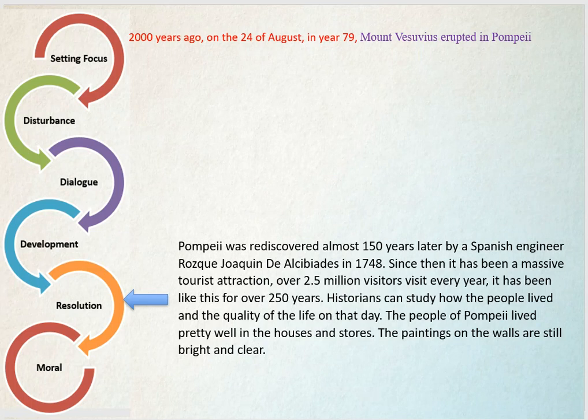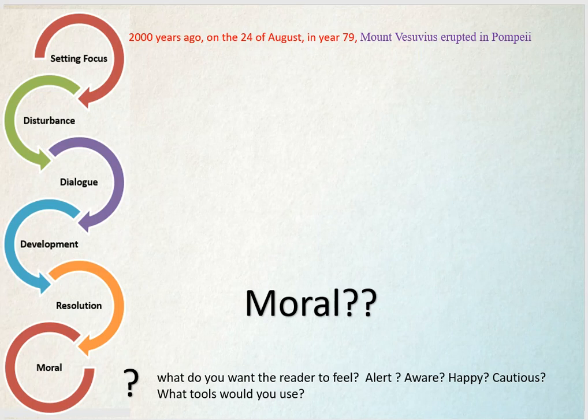So we went to the moral. Remember, every story has to have a moral. You have to have a conclusion that summarizes why you told the story. What are the people to learn from it? What did you want them to feel? What did you want the reader to feel? Alert, aware, happy, and so on.